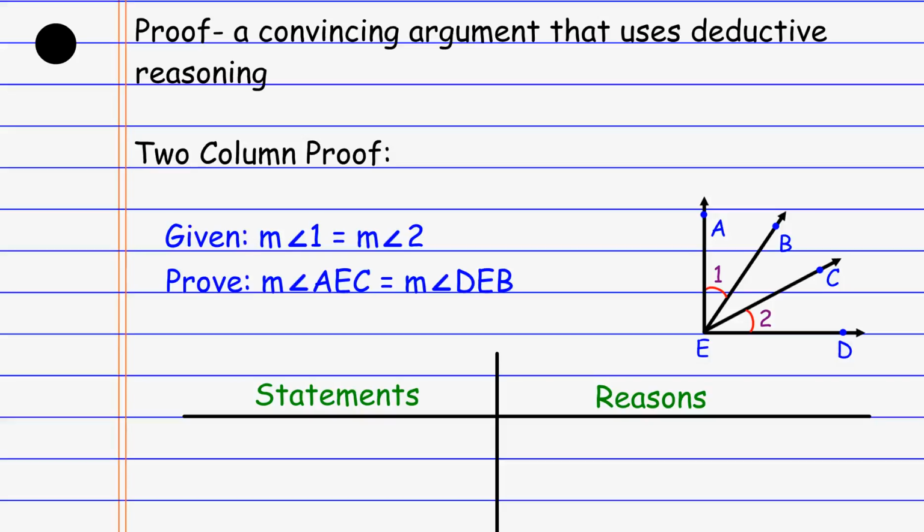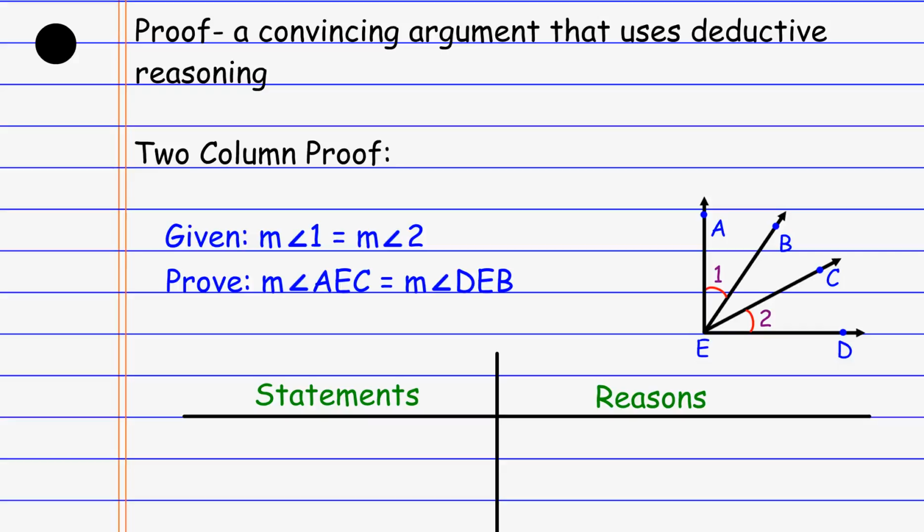Alright, today we're going to be looking at two-column proofs, and we looked at this a little bit on Friday, but we're going to continue it today. Just remember, a proof is a convincing argument using deductive reasoning. I'm going to go from one statement to the other. What can I conclude about each statement that leads me to a new statement? And then I'm going to justify each of those statements that I make.